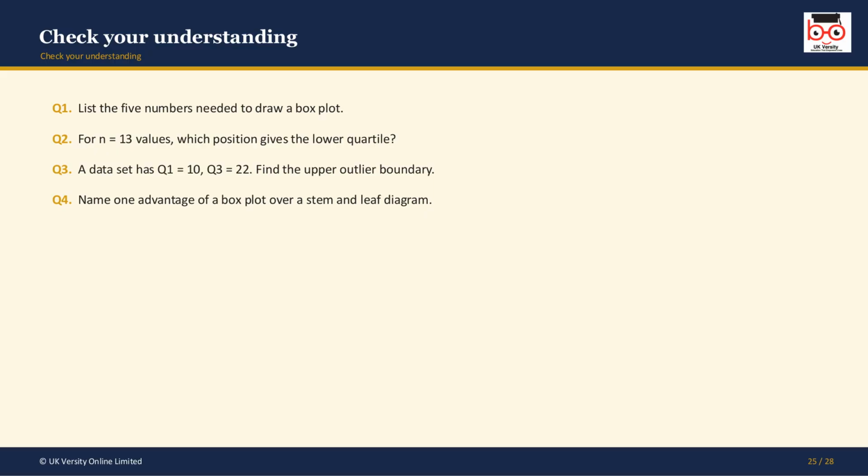One more quick check. Can you list the 5 numbers you'd need to draw a box plot? For 13 values, which position gives you the lower quartile? If a dataset has Q1 of 10 and Q3 of 22, what's the upper outlier boundary? And can you name one advantage a box plot has over a stem and leaf diagram? Take a moment with those.